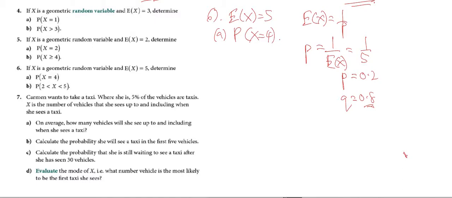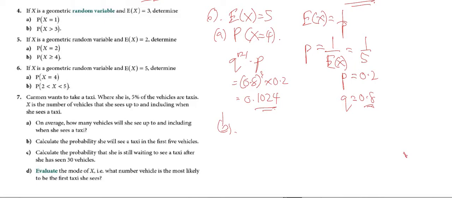Let's use the formula: Q to the power of R minus 1, times P. So Q equals 0.8 to the power of 3, times 0.2, and the answer is 0.1024. Okay, 0.1024.